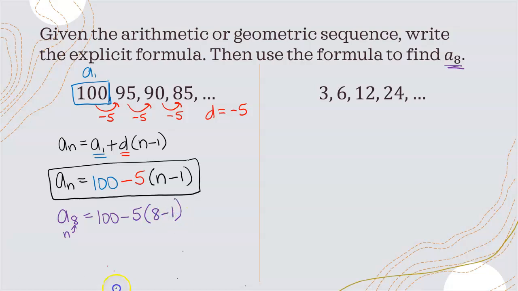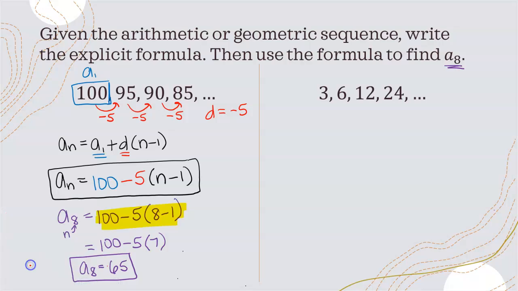Now you can choose to plug in all of this into your calculator at once if you would like. Some students might find it easier to simplify this down. So if you wanted to make this 100 minus 5 times 7, you can do it by hand. It doesn't matter. I would take out your calculator and practice, but you should get, when you plug that in, 65. So that means the 8th term of my sequence is 65.